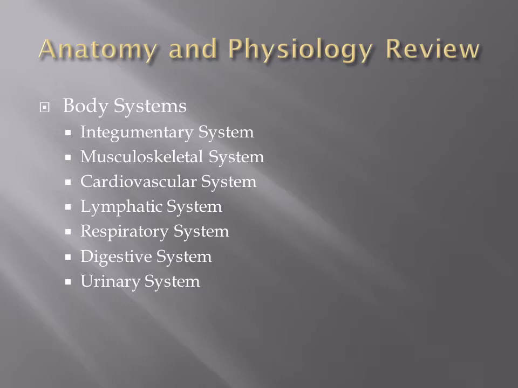We also need to review our body systems. The integumentary system includes the hair, skin, nails, and glands. Its primary function is for protection, regulation of temperature, fluid balance, and sensation. The musculoskeletal system includes your skeleton and your muscles, your bones and muscles. Its function, as far as the skeletal system, provides structure and protection of vital structures. And muscles provide a means to move bones and joints.